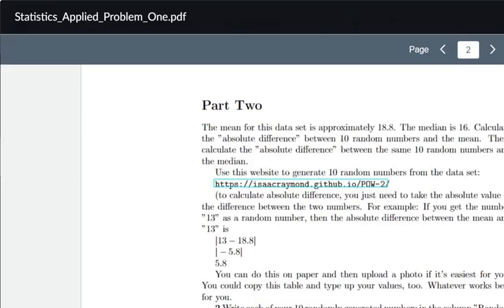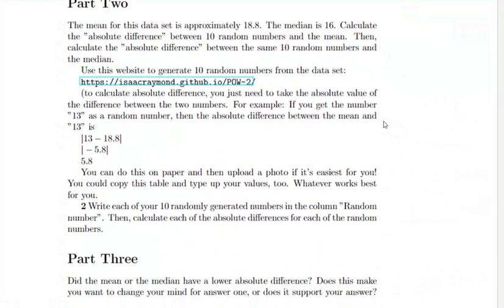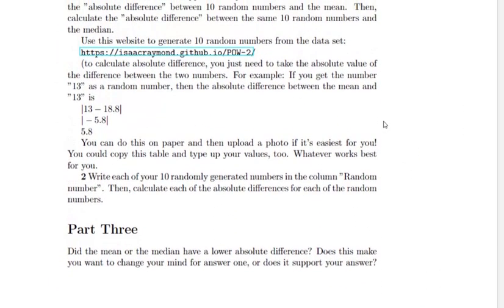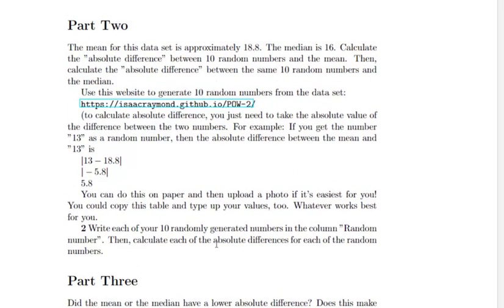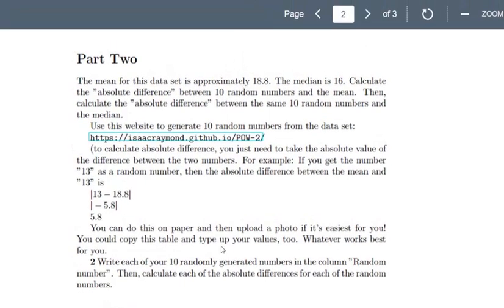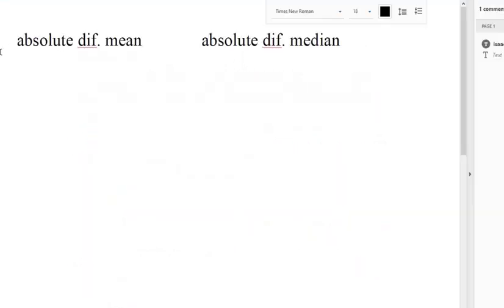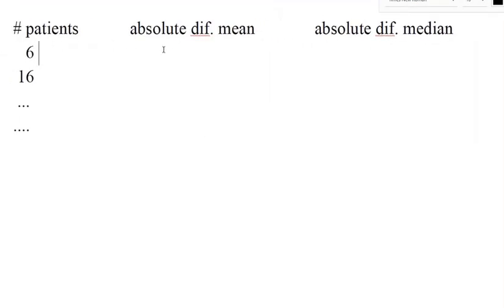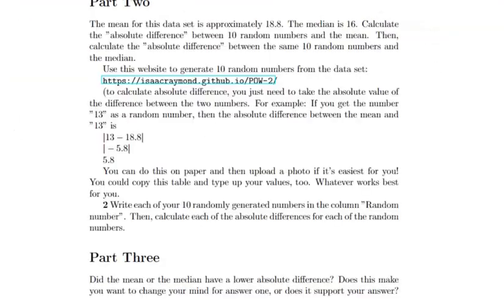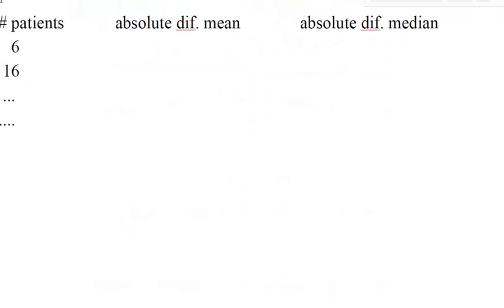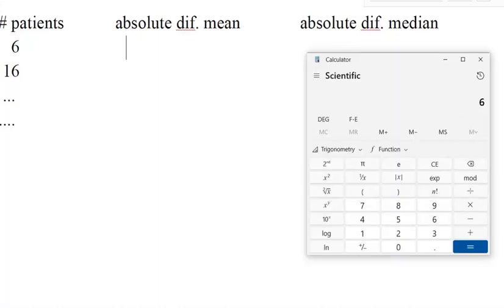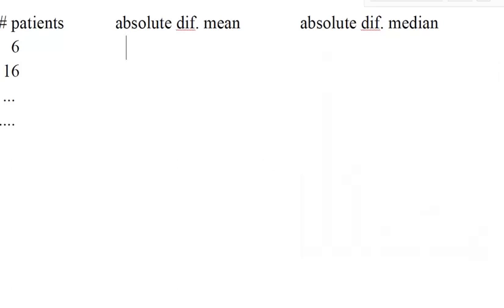And then in the instructions, you're going to calculate the absolute median difference and the absolute mean difference. And then the mean, they said, is 18.8. The median is 16. So what you're doing is you are taking each number and subtracting it by the mean and then taking the absolute value. So it says the mean of the data set's 18.8. So to calculate the absolute mean difference, what you're going to do is take your random number, subtract it by 18.8, and then take the absolute value of that number. The absolute value just means the positive version, so 12.8 goes here.